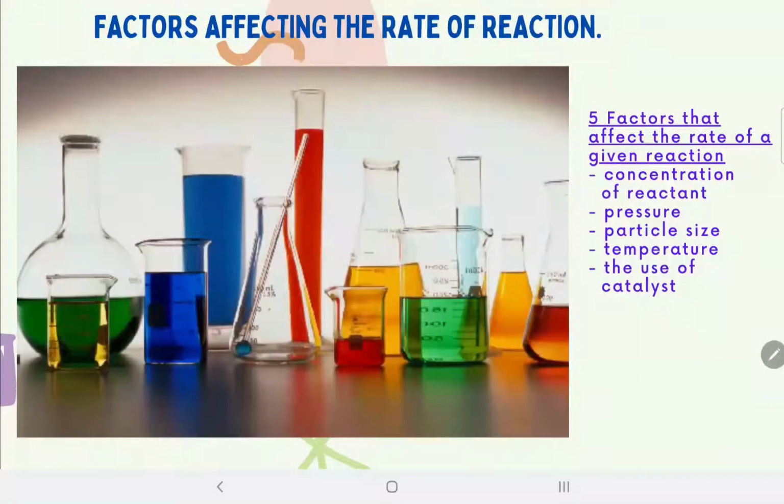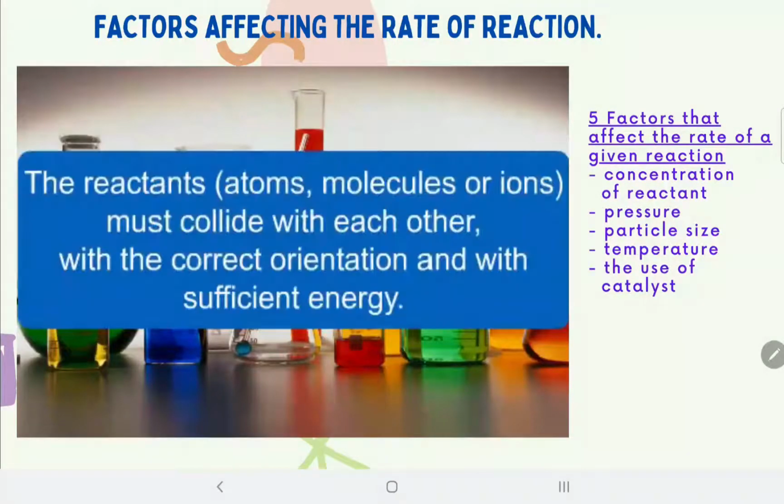You have already met the 3 requirements for chemical reactions to take place effectively. These are: the reactants, atoms, molecules or ions, must collide with each other with the correct orientation and with sufficient energy.